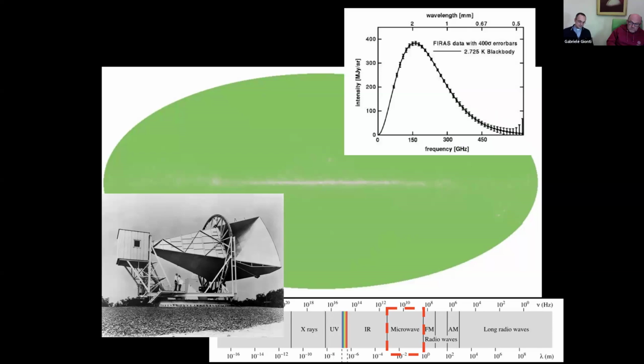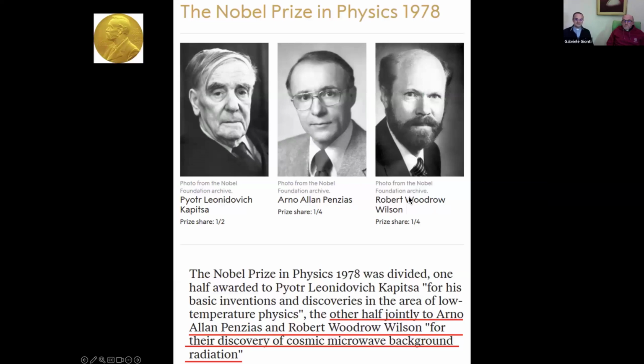The spectrum of this signal is almost a perfect black body with a temperature of 2.725 kelvin. The error bars in this plot are increased by a factor of 400 in order to be able to see them. It's the most perfect black body that we know. Penzias and Wilson won the Nobel Prize in 1978 for the discovery of the cosmic microwave background radiation.